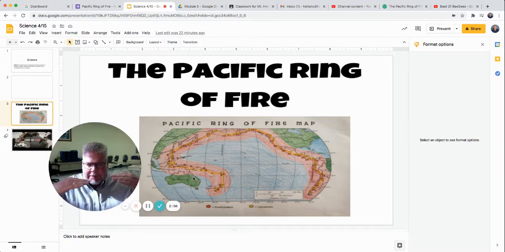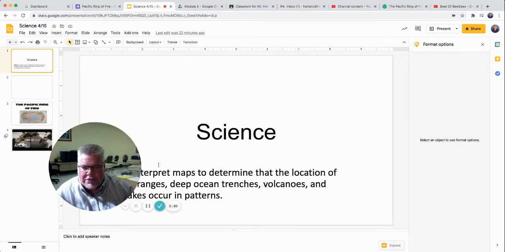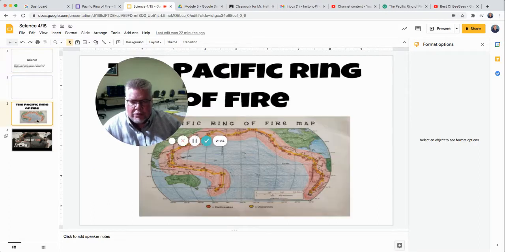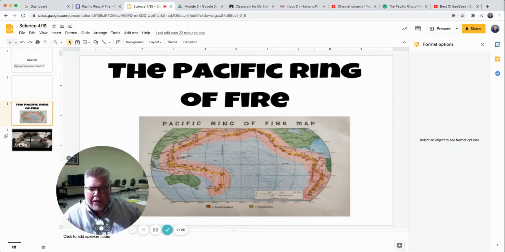They're all caused by those tectonic plates pushing against each other, forming a mountain range. Sometimes they rub against each other and form an earthquake, or they can separate and allow lava to come up and form a volcano. So there's a pattern. That's what this standard wants you to see, to look at maps, to notice the pattern of these things in the world.